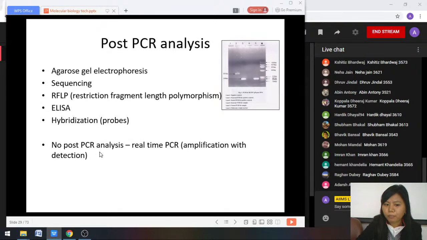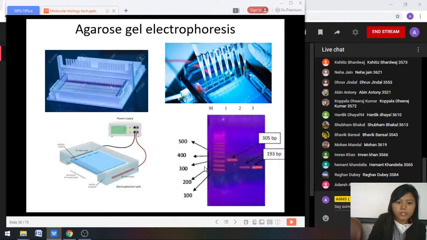Among the different PCR modification, one of which we are going to talk about is real-time PCR, which is now the most popular technique. This does not require a post-PCR analysis because here the detection occurs as the amplification is occurring. We'll talk about it in detail later. First, we'll talk about agarose gel electrophoresis. This is also something I assume that you guys have seen. If you have that visualization, I think it will be much clearer.